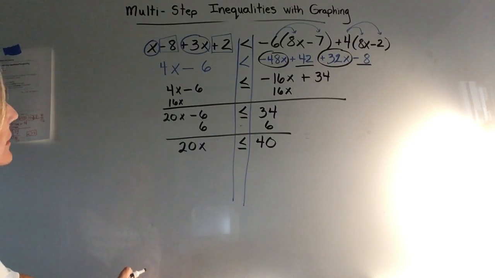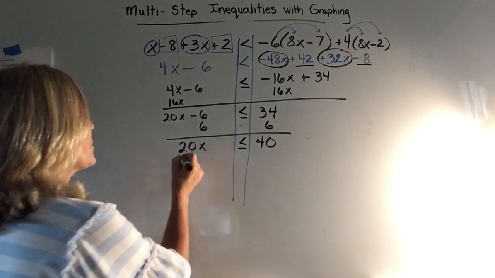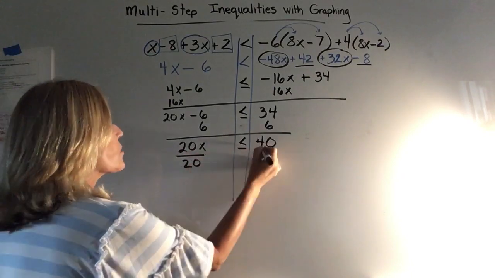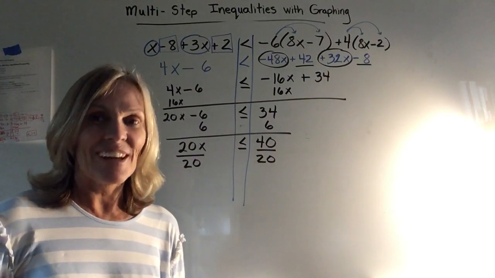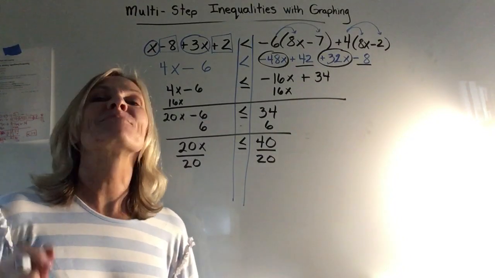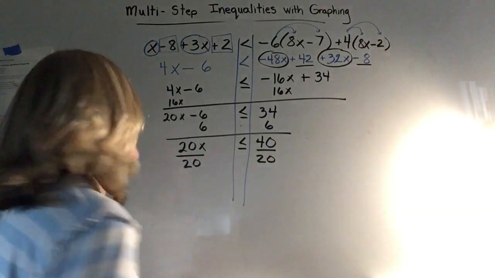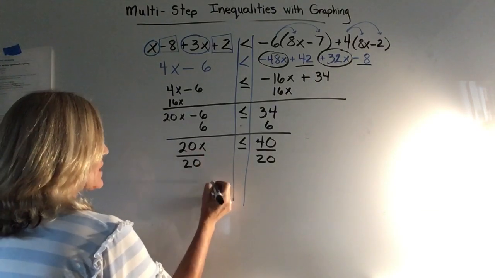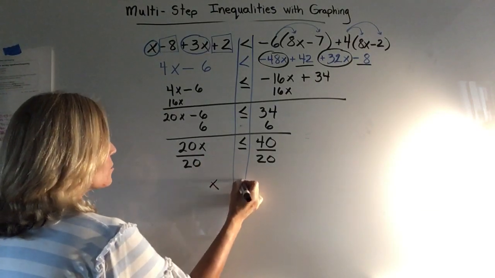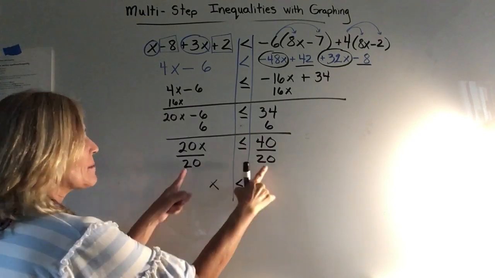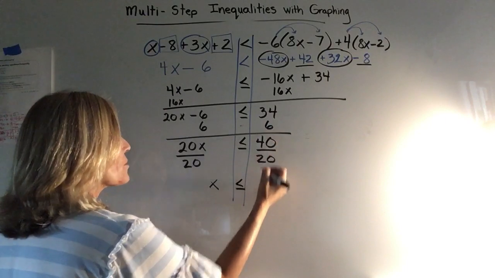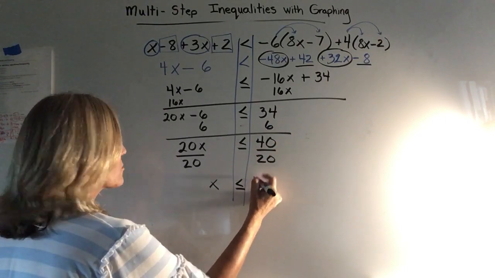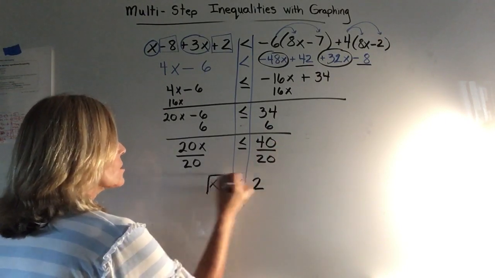And now I'm going to divide both sides by 20. What property is that? I know I'm dividing, but it is multiplication property of equality. So 20 divided by 20 leaves us with 1. We do not have to flip the sign because we are multiplying or dividing by a positive number. And 40 divided by 20 is 2.